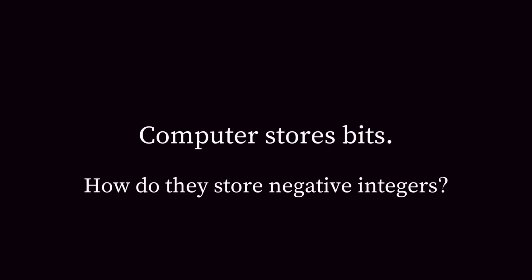2's complement is how computers represent negative integers. You might know that computers store bits, but numbers are not just bits. And 2's complement is the way we handle negative integers. I believe it's one of the most mistaught concepts in computer science courses.